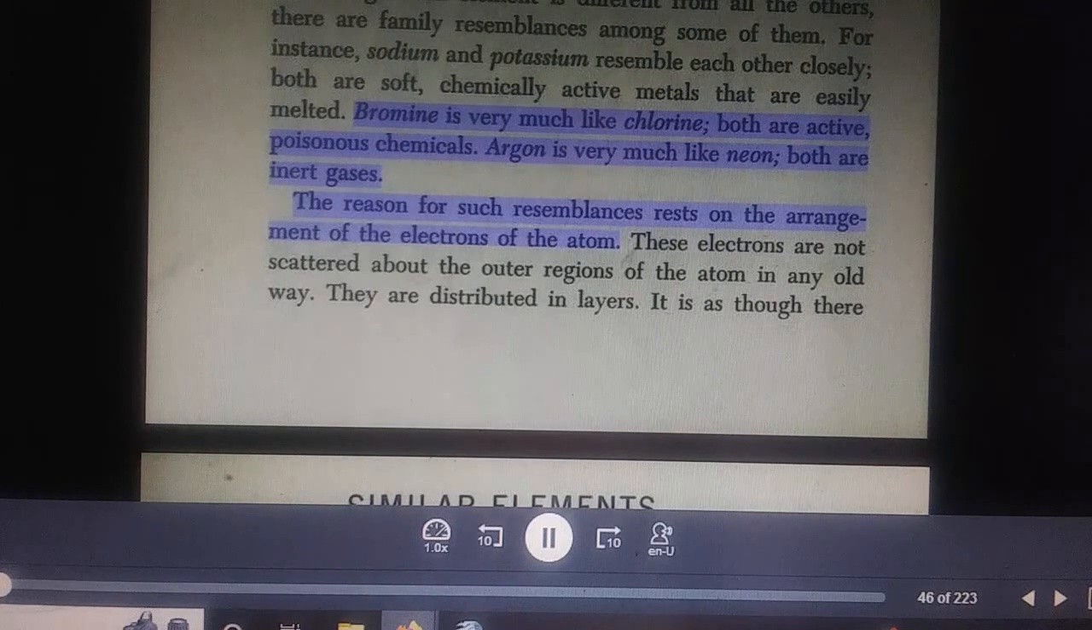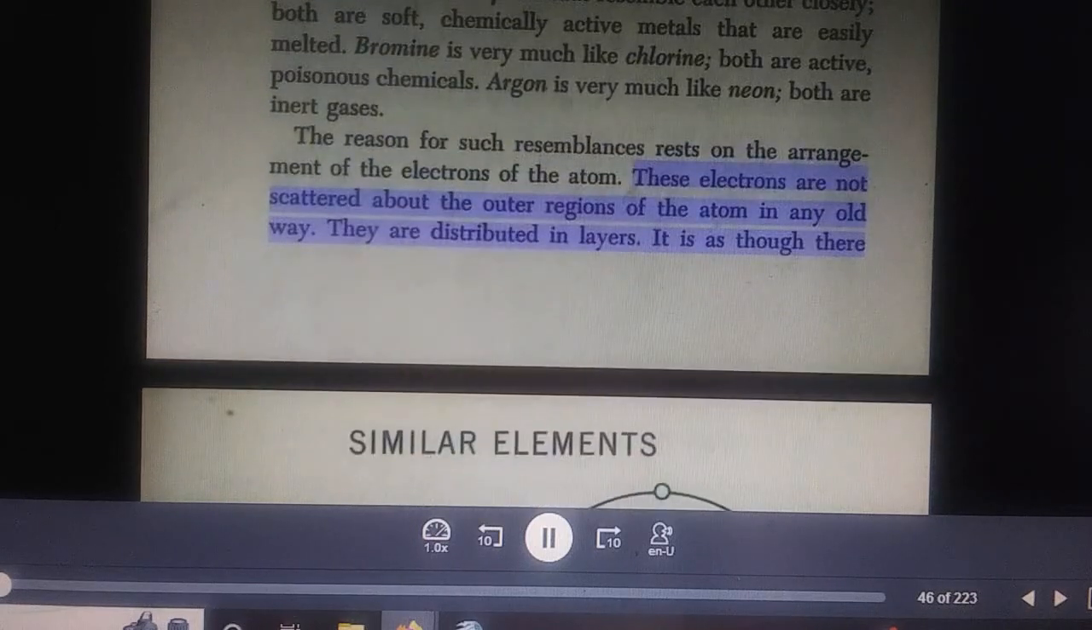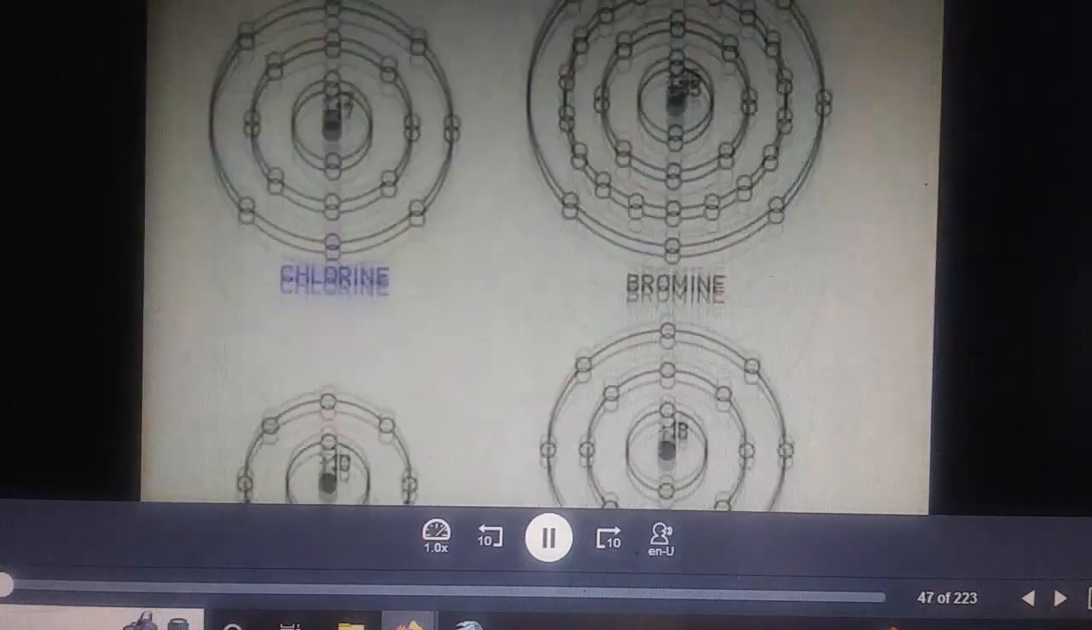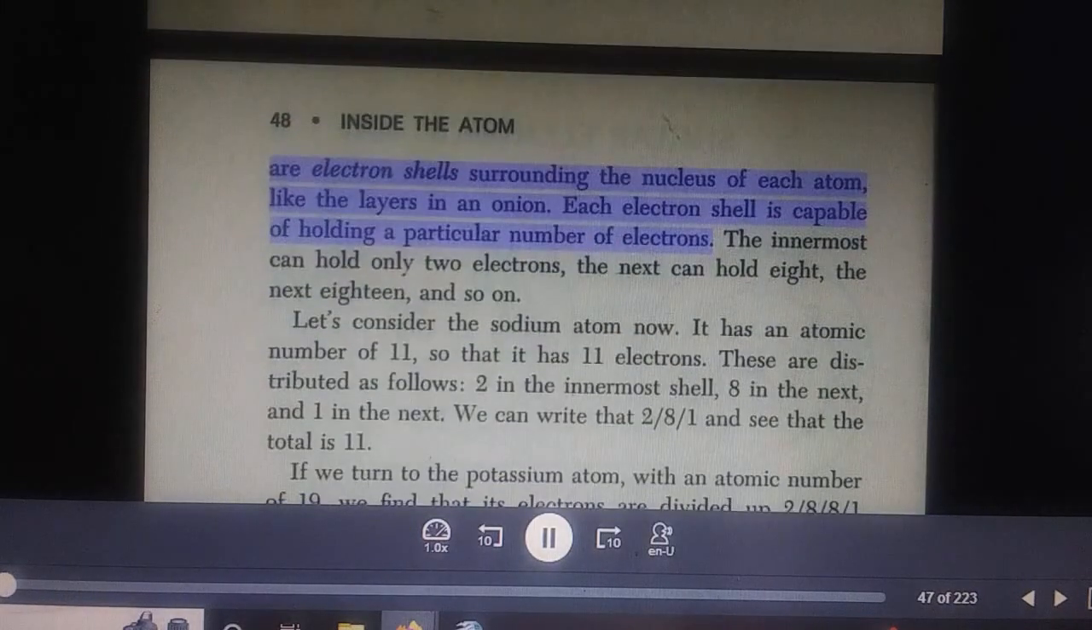Both are inert gases. The reason for such resemblances rests on the arrangement of the electrons of the atom. These electrons are not scattered about the outer regions of the atom in any old way. They are distributed in layers. It is as though there are electron shells surrounding the nucleus of each atom, like the layers in an onion. Each electron shell is capable of holding a particular number of electrons.